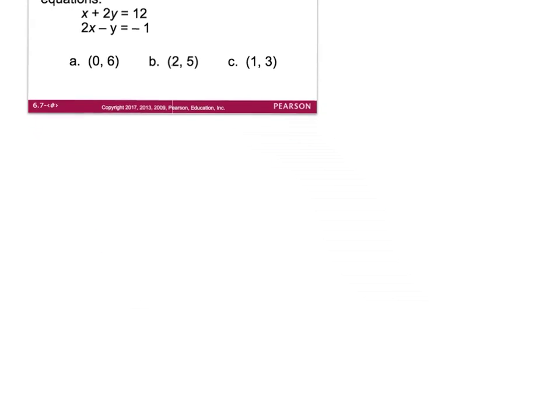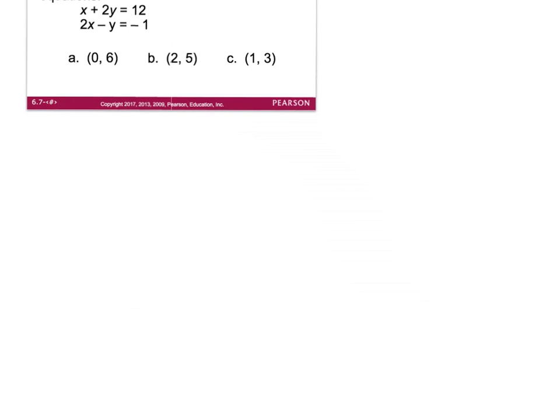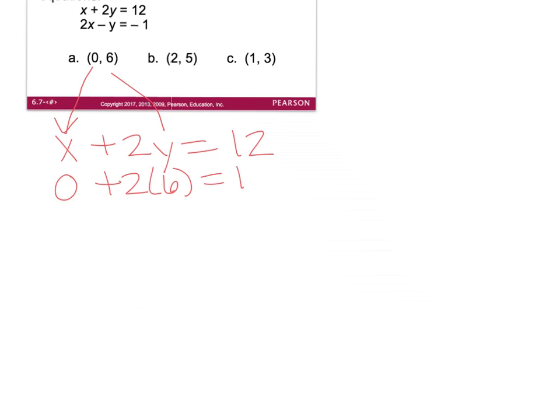So let's say that I gave you the system, and the first equation was x plus 2y equals 12. And I want to know if the point 0,6 is a solution of this equation. So you'll substitute 0 in for the x, you'll substitute 6 in for the y, and you'll look to see if this makes a true or false statement. So if you notice, 0,6 does satisfy the first equation. So then we need to check it in the second equation to see if it also satisfies that equation.